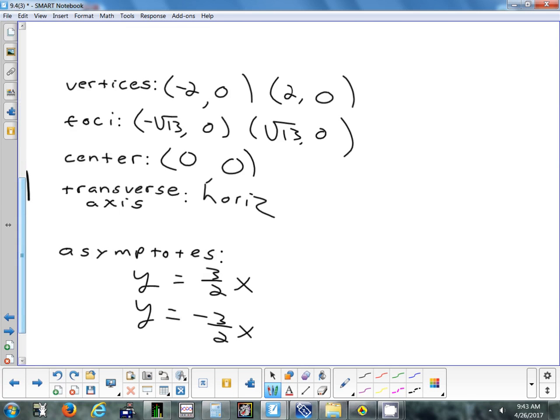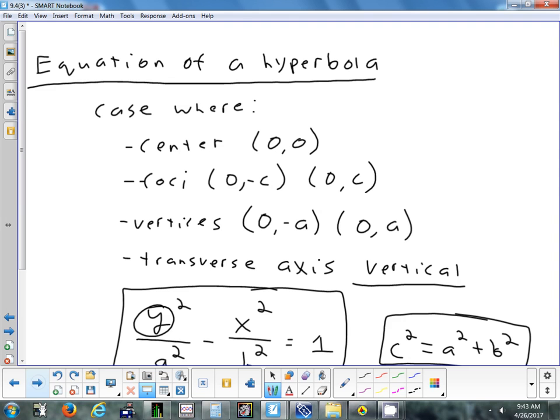So same as the last one, you just had to get it in the right form first. All right, so this I kind of already showed you. I really wouldn't worry about writing that stuff down. I would remember it as the vertex is A units away from the center, the focus is C units away from the center. And that applies to everything we've done yesterday and today.